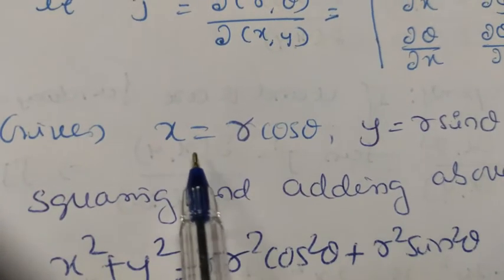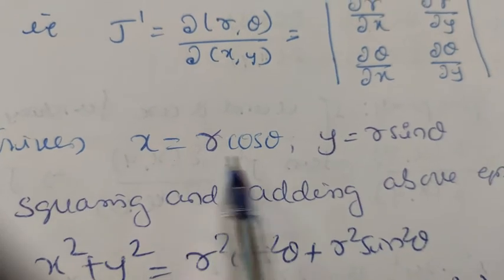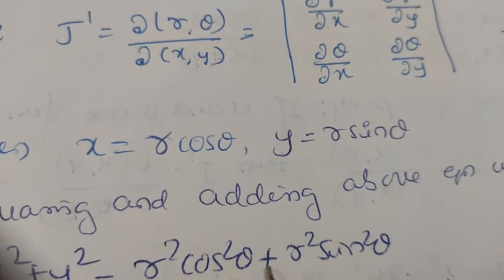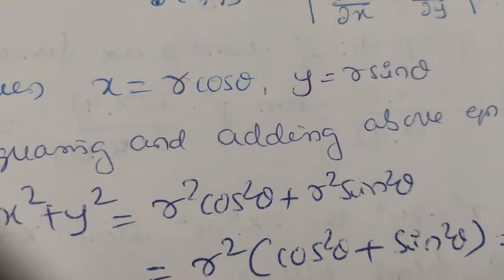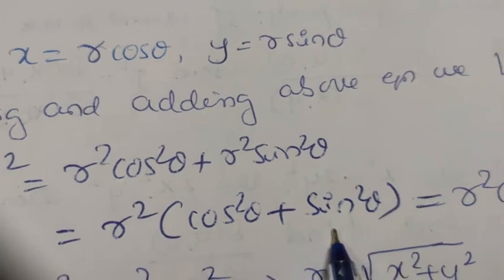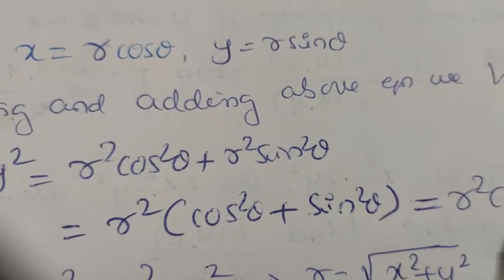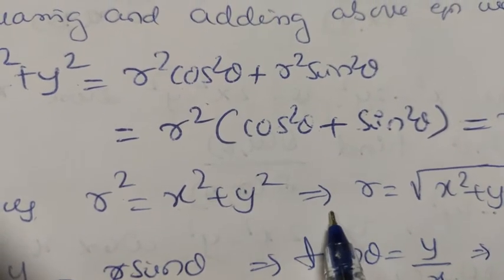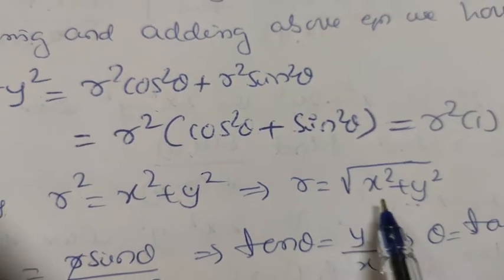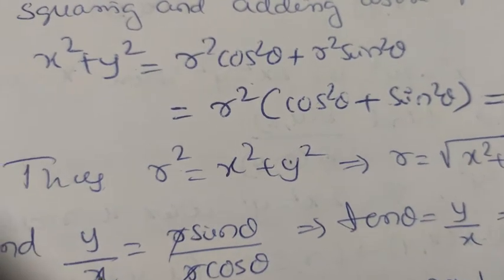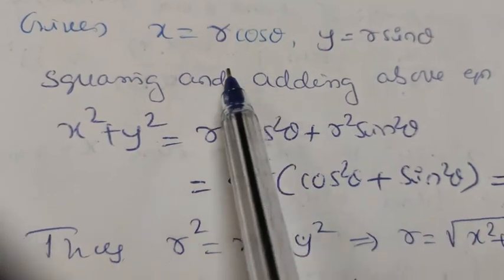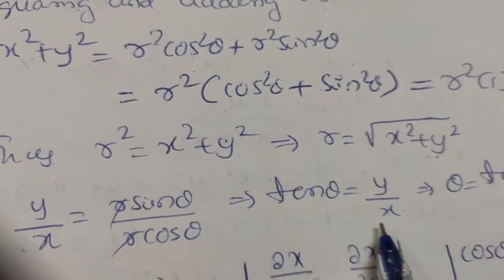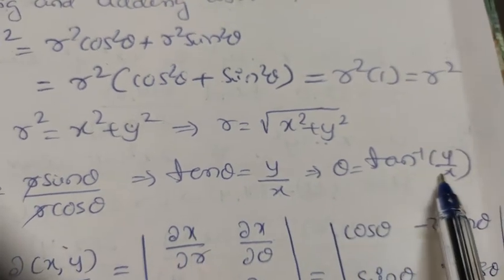It is given here x and y. Let us square and add these two. You will get x² plus y² is equal to r² cos²θ plus r² sin²θ. Let us take r² common in this. You will get cos² plus sin², it is equal to r² into 1. So this implies r² is equal to x² plus y², or r is equal to the square root of x² plus y². And dividing these two equations, y by x, you will get r sin θ divided by r cos θ. This implies tan θ is equal to y/x, or θ is equal to tan⁻¹(y/x).